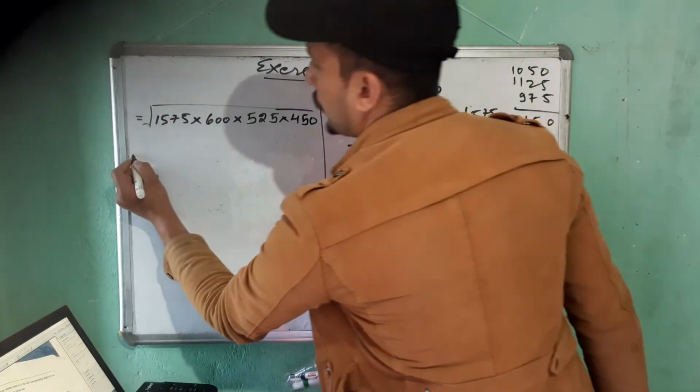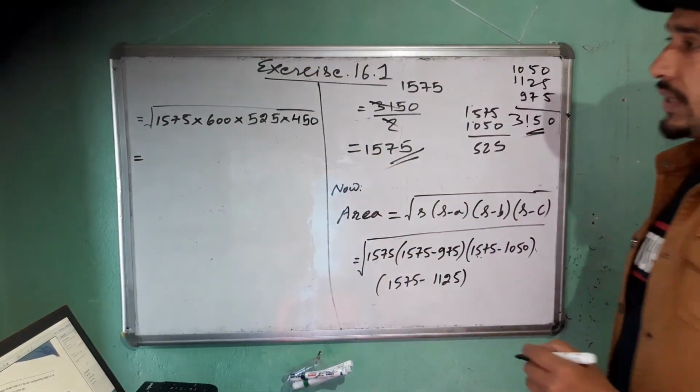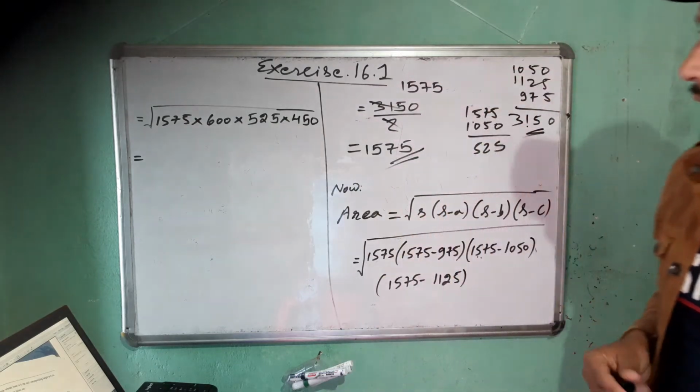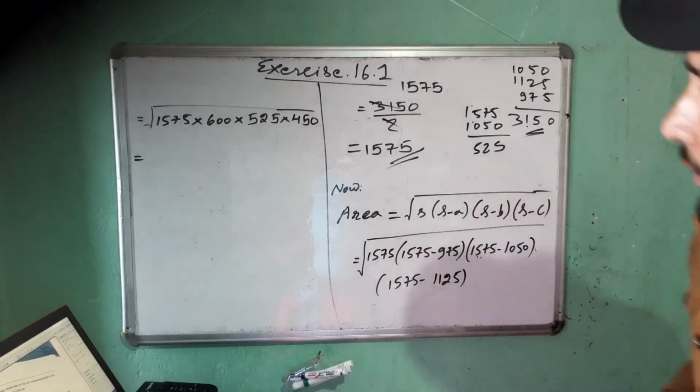Now we have to do the simplification, factorization of these numbers, and we have to get the perfect square values.